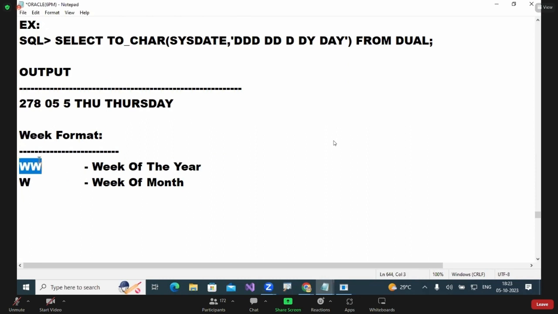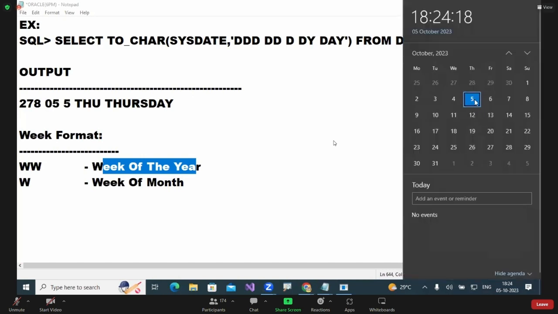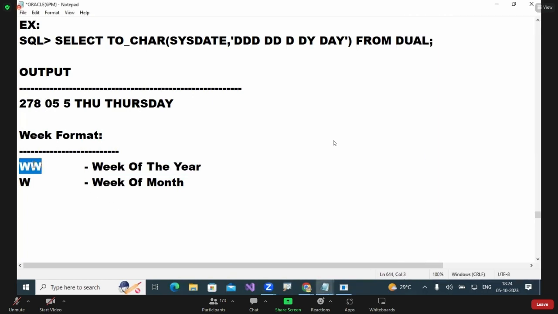So here WW is nothing but week of the year. So that means yearly how many weeks here? 52 weeks. Out of 52 weeks, today as per my data, October 5, which week out of 52 weeks does this come under? Whether it was the first week or 10th week or 25th week or 34th week, which week it is will be returned by WW.